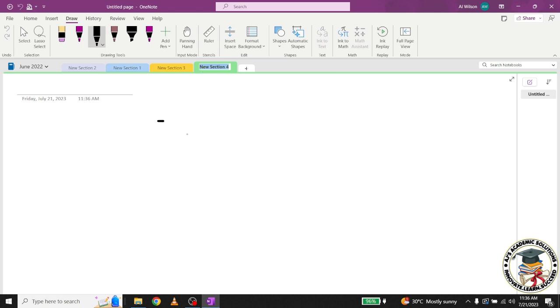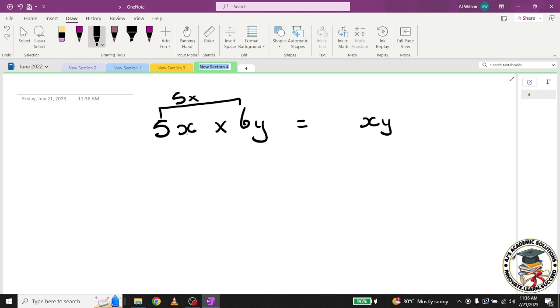Let's say we have 5x times 6y. Our variables, remember, we want in alphabetical order. So we have x first, y second. Then what we're going to do is look at our coefficients, which are 5 and 6. So this is 5 times 6, which is equal to 30. Therefore, our answer would be 30xy.